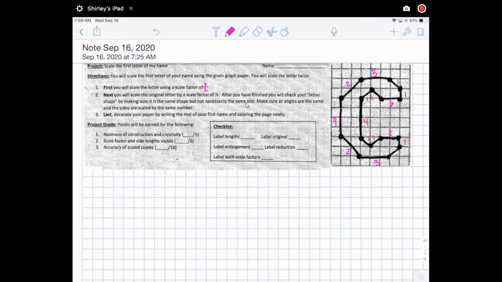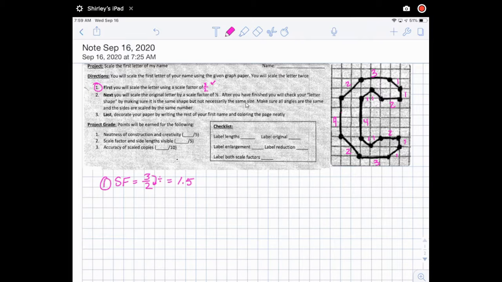Okay. Once you have all of your side lengths shown, we're going to read through step one. First, we're going to scale our letter using a scale factor of 3/2. And again, I changed that for my instructional video. Your scale factor says 5/2. Okay, but if my scale factor is 3/2, we can convert that into a decimal to make it easier to use. 3 divided by 2, we get that our scale factor is really just 1.5.